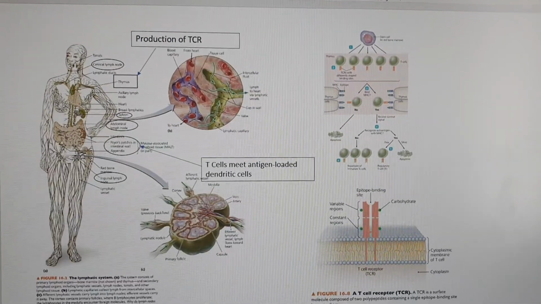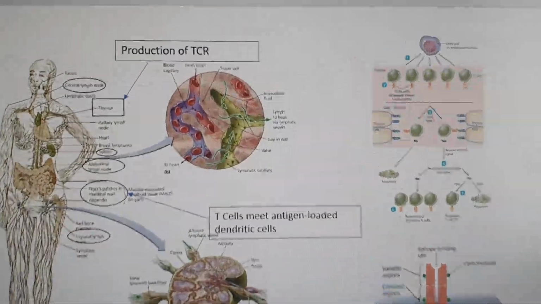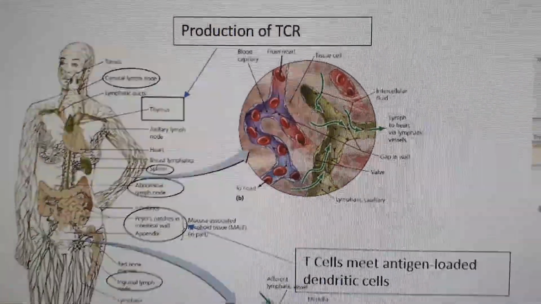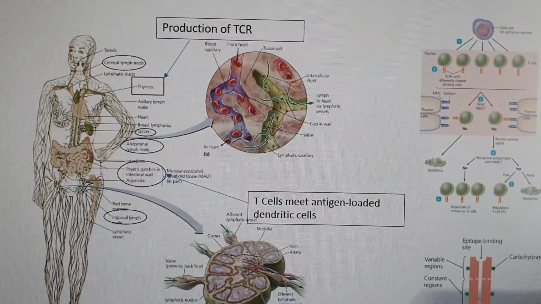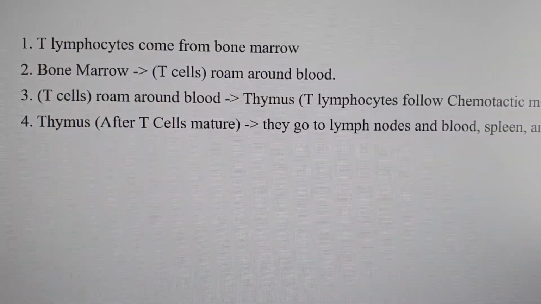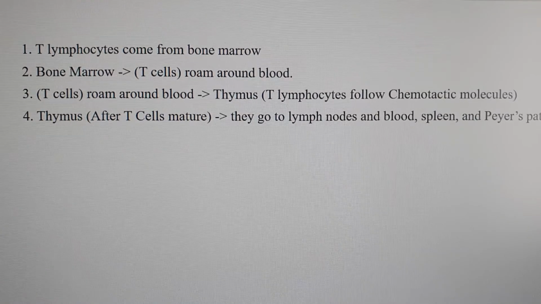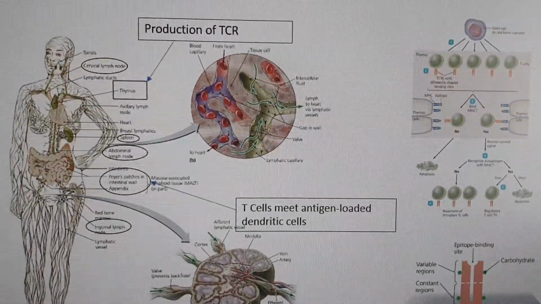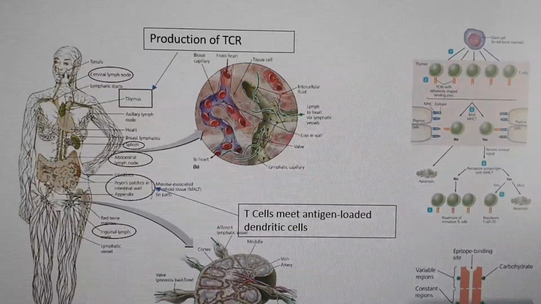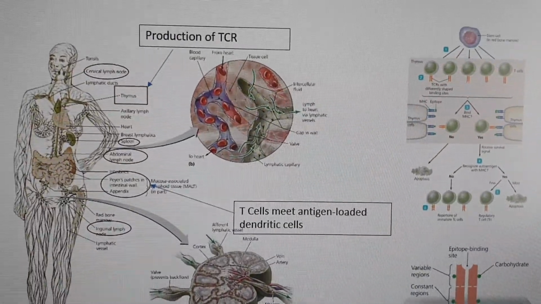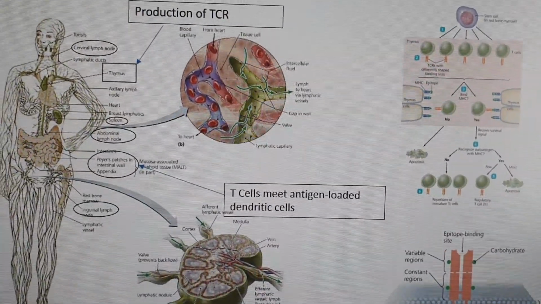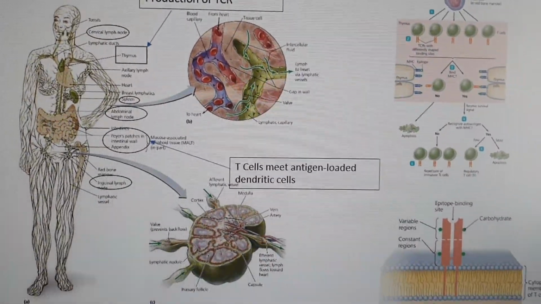So here's what I mean. If you see the rectangle, the thymus, that's where they actually mature, and after they mature, they go to different parts, like cervical lymph nodes and abdominal lymph nodes, different parts of lymph nodes, and Peyer's patches, well, the appendix.